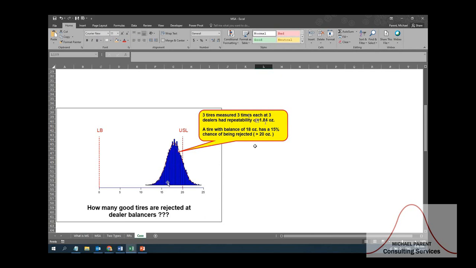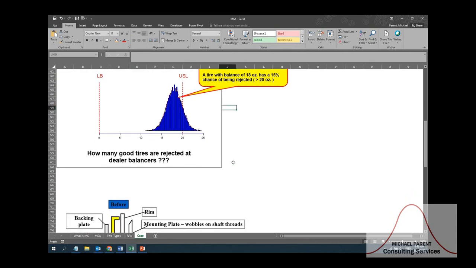We had a standard deviation of 1.84 ounces, and what that means is that a tire with a balance of 18 ounces, so a tire that's in spec, is going to have a false positive. It's going to be rejected for being greater than 20 ounces 15% of the time. So this here, we would say is really not good. A lot of our variation is coming from the measurement system itself, which is not acceptable.